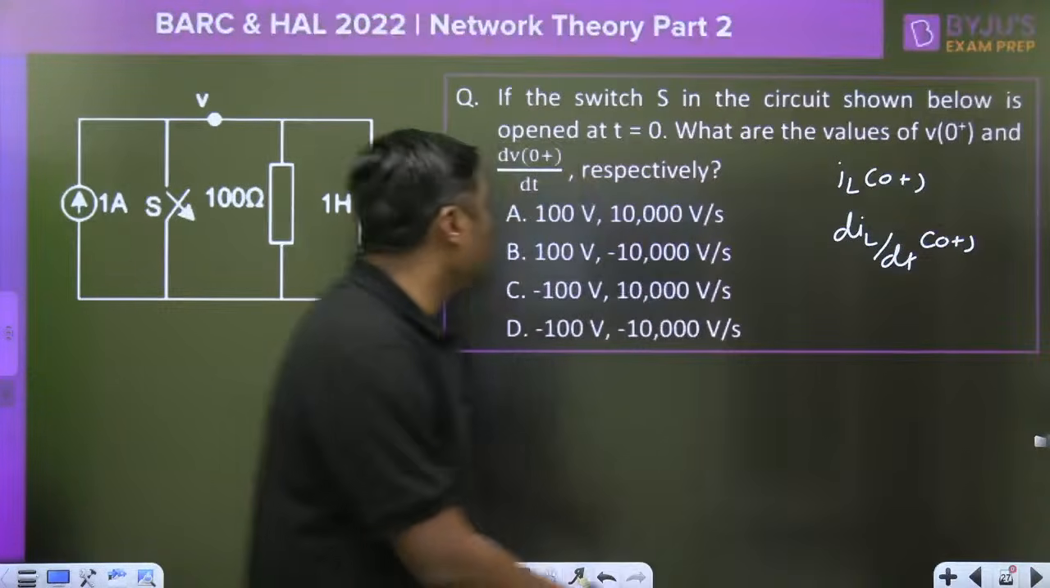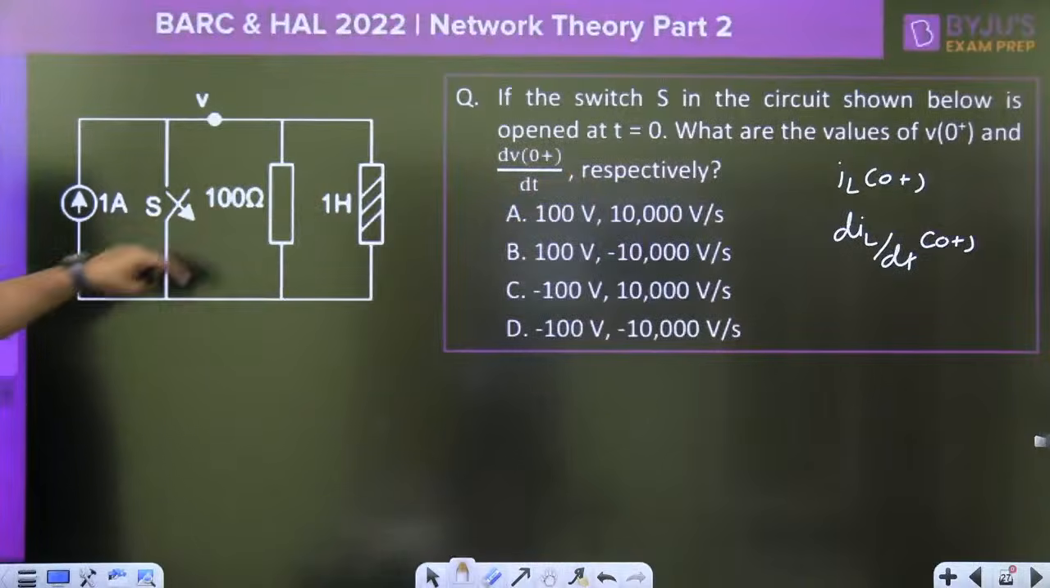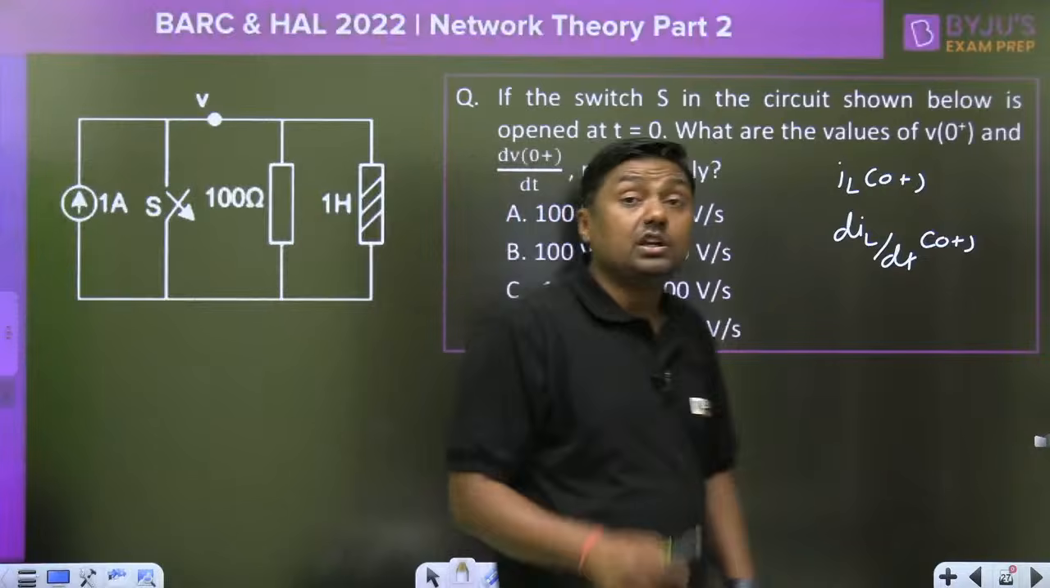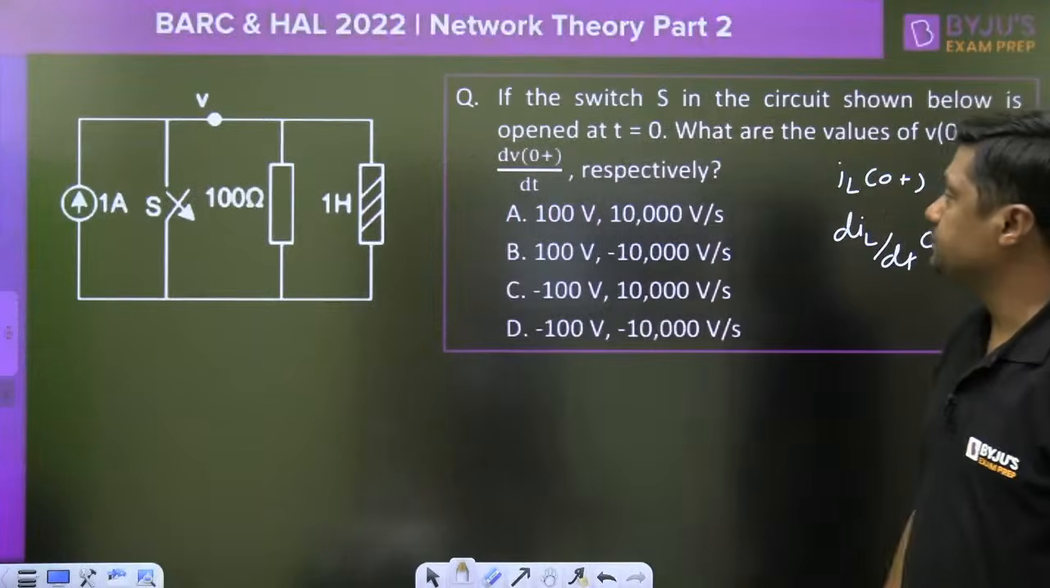But we are asking about V0. This is the 1 Henry inductor, this is the 100 ohm resistor, and that is the 1 ampere current source. What will be the answer?